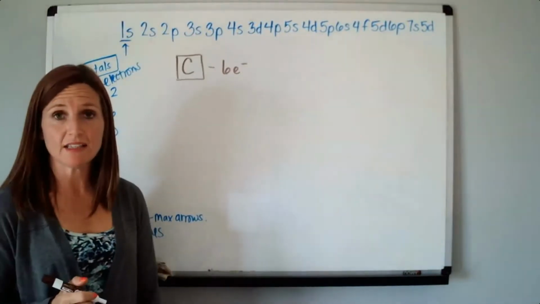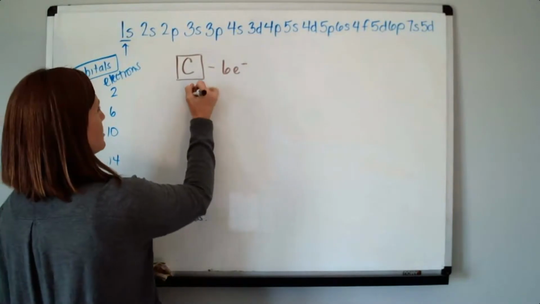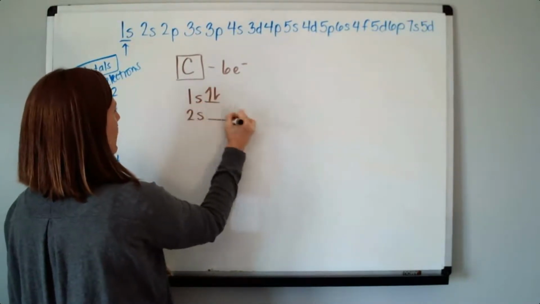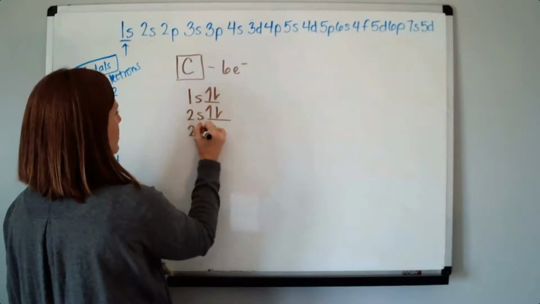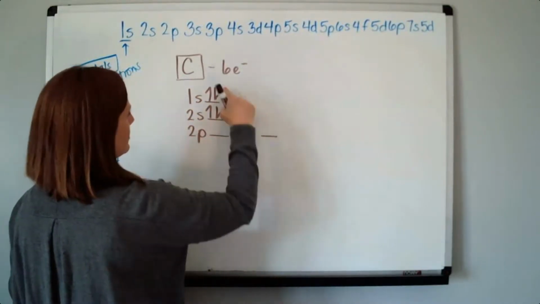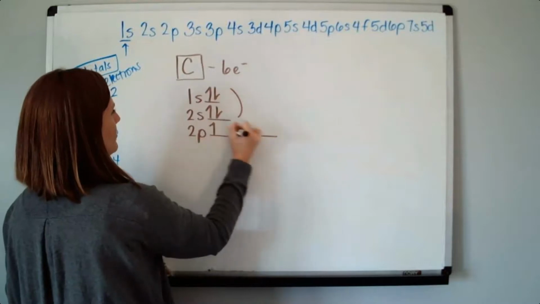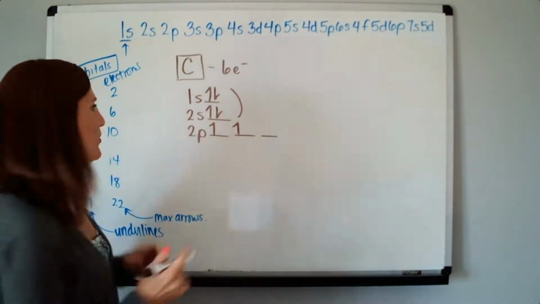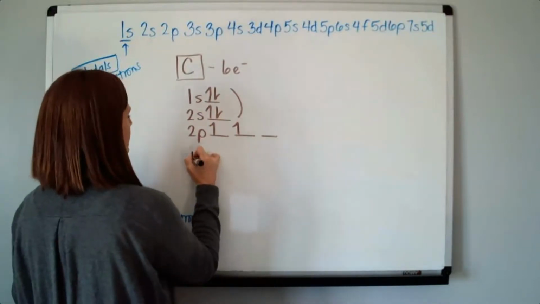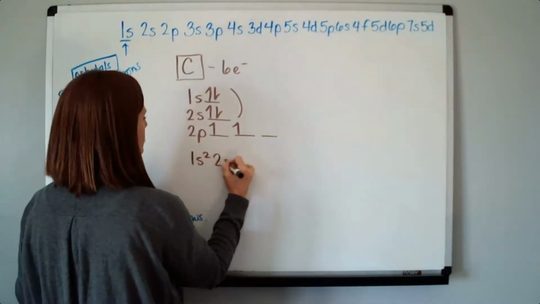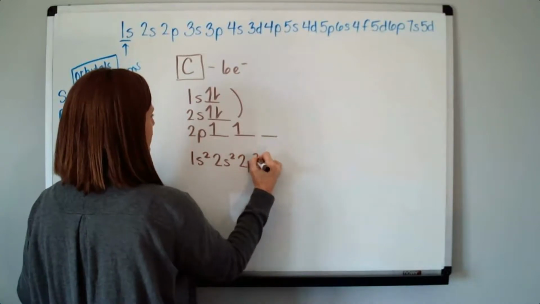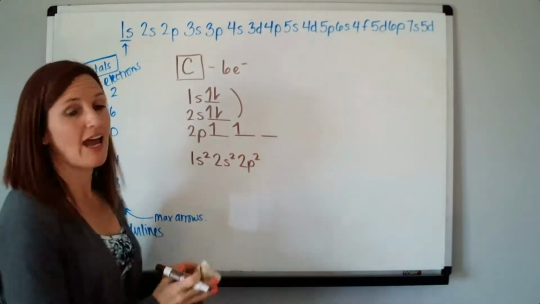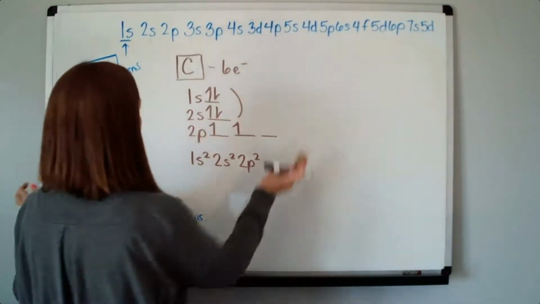Carbon has only 6 electrons, so this one's faster. 1s with 2 arrows, 2s with 2 arrows, 2p. Here's 4, so I just have up and up. 2p2. So let's plug it in. It looks like this. 1s2, 2s2, 2p2. All right, so go ahead and work now on sulfur.